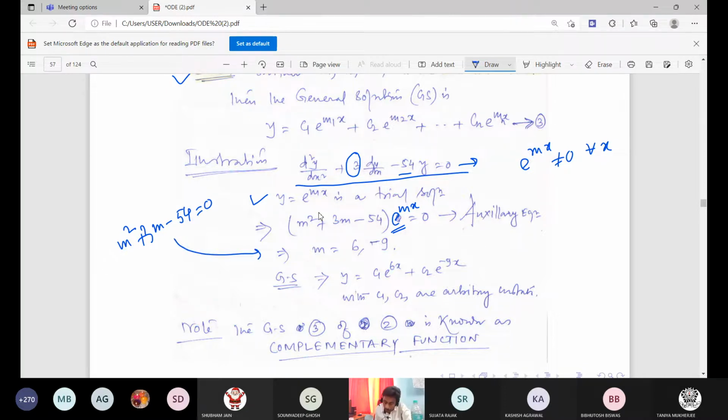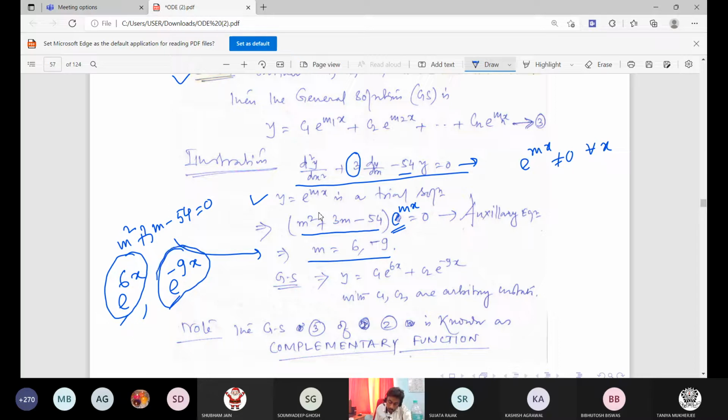See here, you have a second order polynomial equation, so two roots are there, right? One solution will be e to the power 6x, where the m value is 6, and another solution will be e to the power minus 9x. Now see, e to the power 6x and e to the power minus 9x: one cannot be obtained from the other by a constant multiplier, so you can say they are linearly independent. I will discuss this independence part later on and set up some theory. But the idea is that two functions are said to be linearly independent if one cannot be obtained from the other by a constant multiplier.